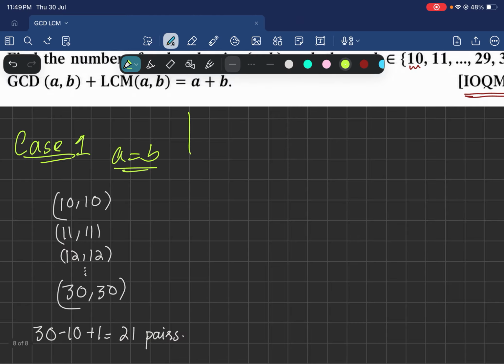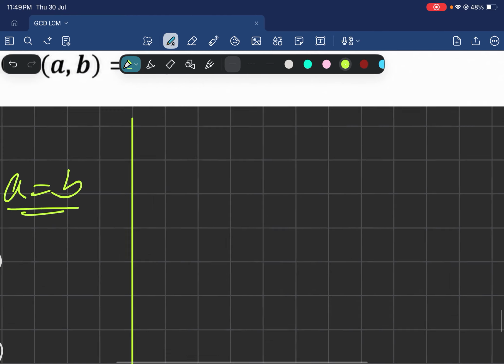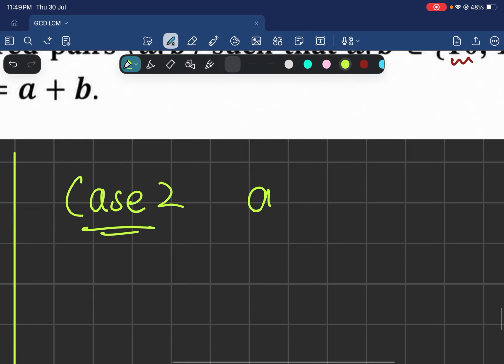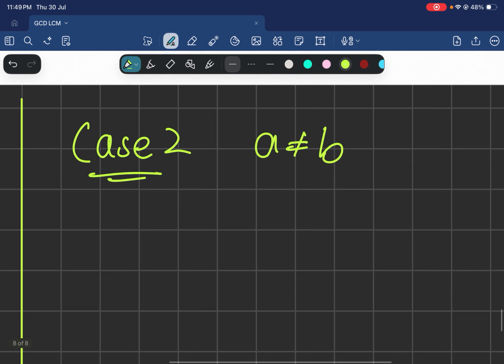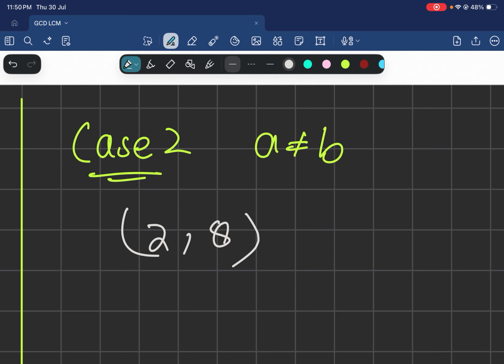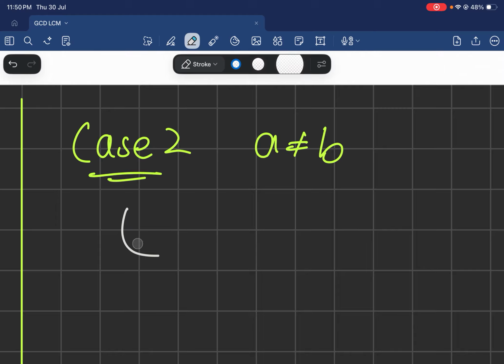Now I came to case 2, where A is not equal to B. My very first instinct again was playing to see if something works out. I plugged in 2 and 8 and then did these things, but nothing worked out.